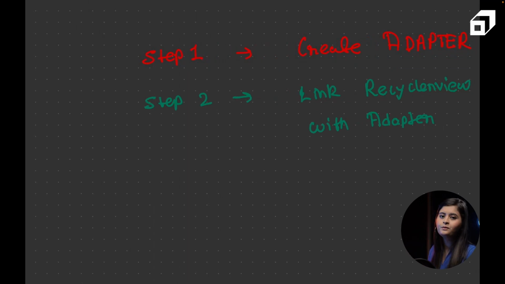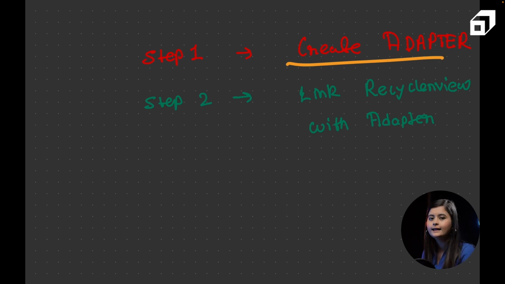So here as well, I have divided all these steps into two parts. Number one, we have to create an adapter. This is our step number one. Like in part one, we did 5 steps, right? Here we have to do 2 steps only. Number one, we have to create the adapter.